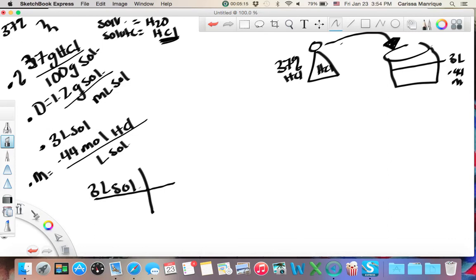Okay, and let's get started. So we're starting with 3 liters of solution, because that's what we're trying to make. That's in our beaker. Okay, so how do I get rid of the liters? Because I don't want liters of solution as my final unit. Okay, so let's look at all of these that I have up here. And let me change the color.